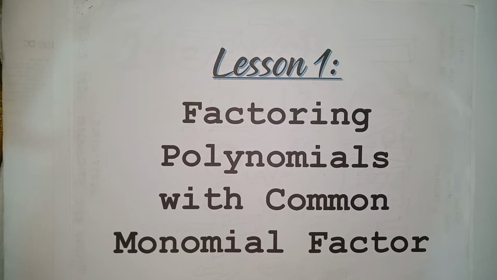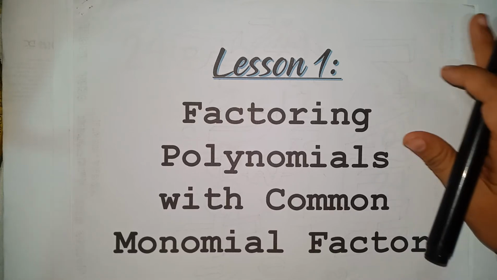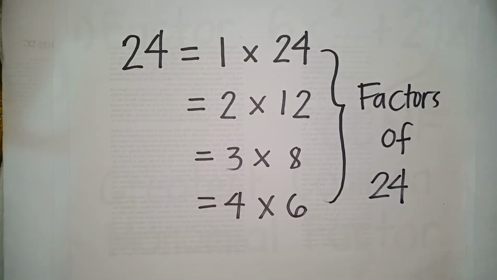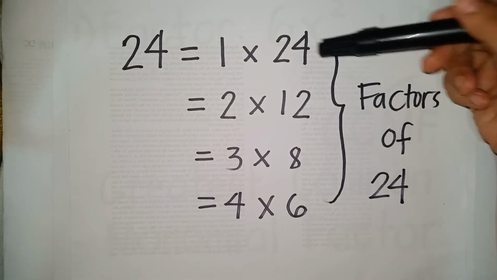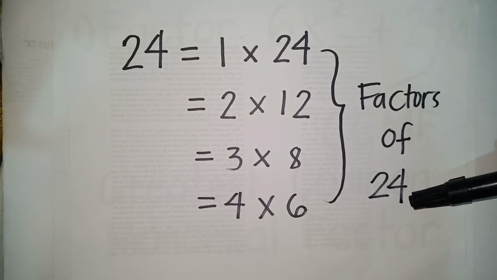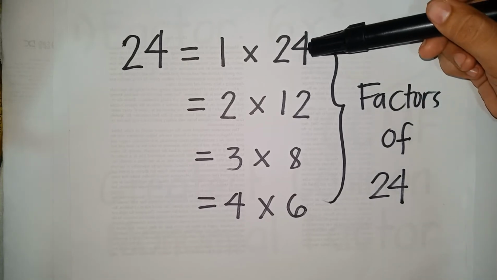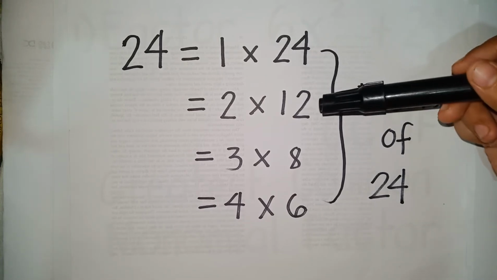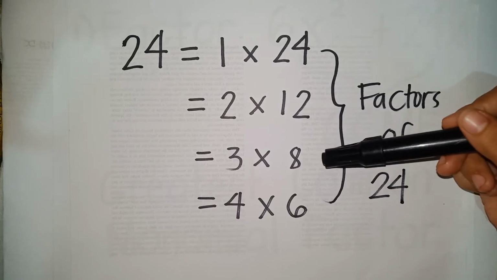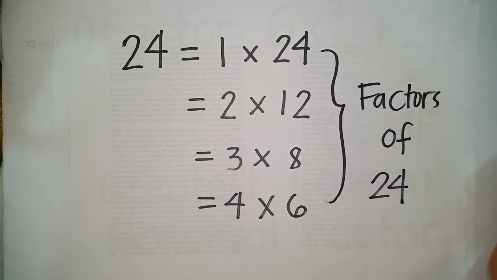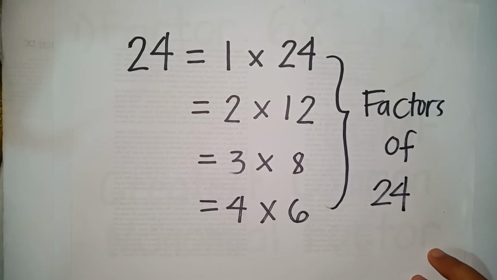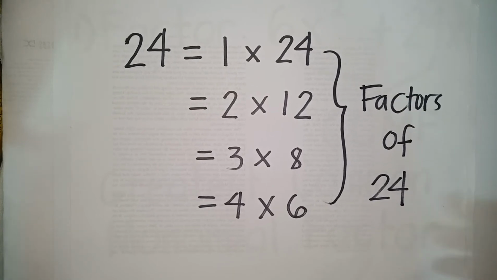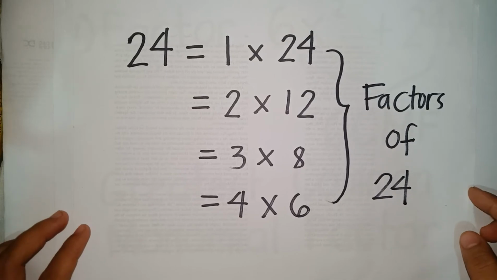So what are factors? Factors, as defined in arithmetic books, are the numbers multiplied to get a product. So this exactly shows us what factors are. These numbers are factors of 24 because 1 times 24 will give us 24, 2 times 12 equals 24, 3 times 8 equals 24, and 4 times 6 equals 24. So that's how simple factors are.